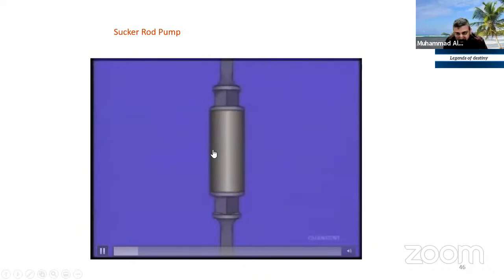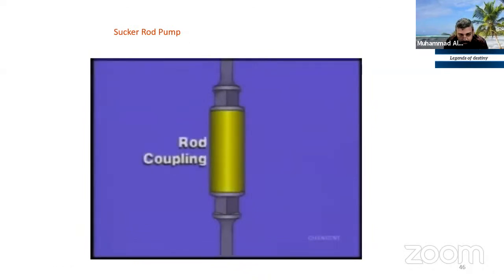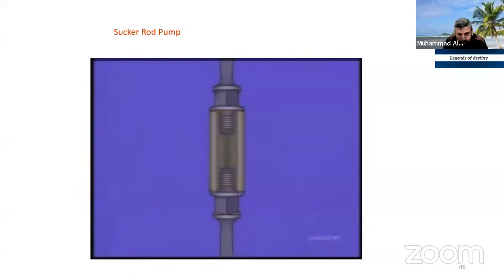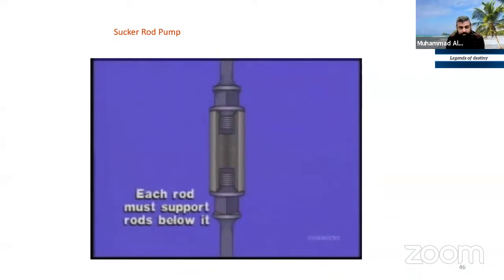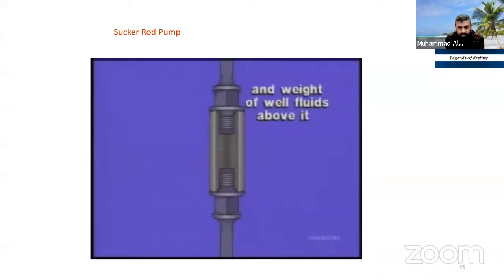Individual sucker rods connected by rod couplings make up the rod string. Each rod in the string is coupled to the rod above it and supports the weight of all the rods below it. Each rod must be strong enough to support the weight of the rods below it, plus the weight of the well fluids in the tubing above the fluid level in the well.